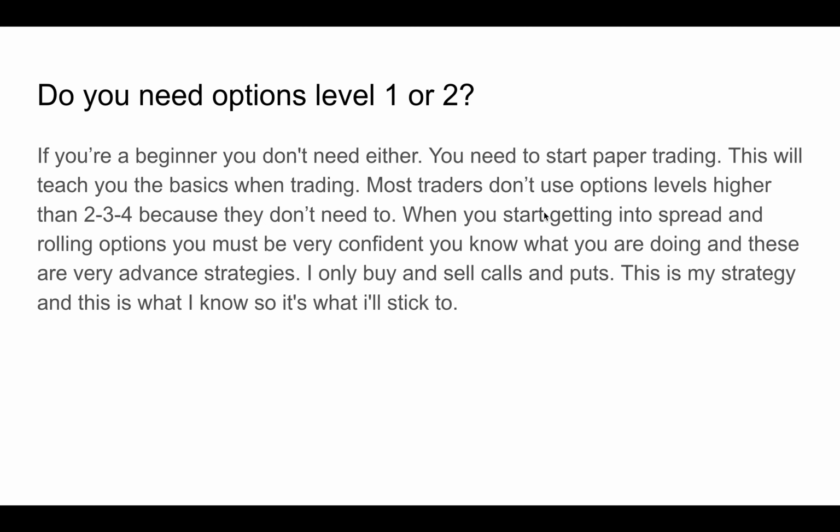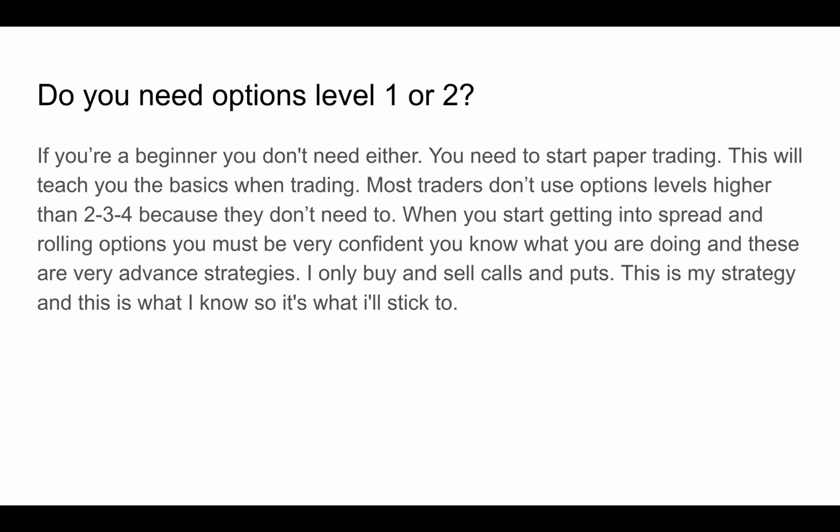So if you are a beginner, I recommend starting with paper trading. As you can see right here, I wrote it down. This will teach you the basics when trading. Most traders don't even use levels higher than 2, 3, or 4 because they don't need to, right? If they just want to buy and sell calls and puts, there's no need for level 2, 3, and 4. When you start getting into spread and rolling options, like I just said, you must be very confident and know what you are doing, and these are very advanced strategies, right? You don't necessarily have to be a very advanced trader, but they are, in my opinion, advanced strategies just because they are a higher level of options. So it's just a very technical definition of it, right?